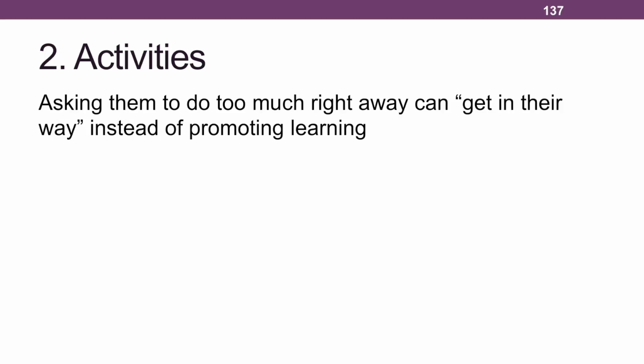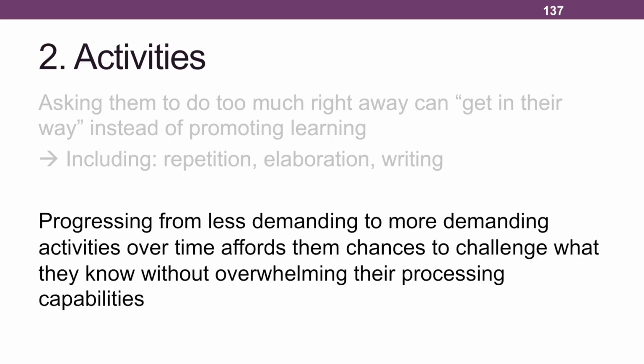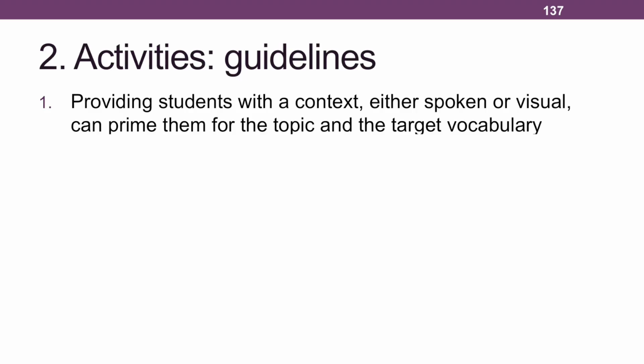So activities. We've been saying this all along, but asking them to do too much right away can get in their way, right? Excessive attention to meaning, excessive attention to form, anything that's sort of beyond their abilities in that moment. So it makes sense to progress from less demanding to more demanding tasks, which is what I was sort of saying a second ago, but it will make more sense now. So providing students with the context from the very beginning, as we said back when we were talking about memory, can prime them for both the forms that they might already know and the meaning. So saying, even if it's just, today we're going to talk about going to the store. That just made their brain activate everything they know about going to the store.